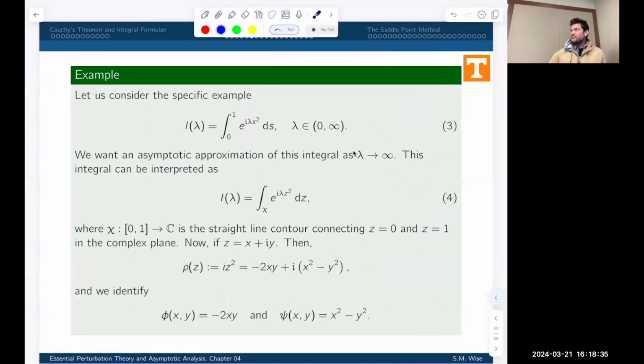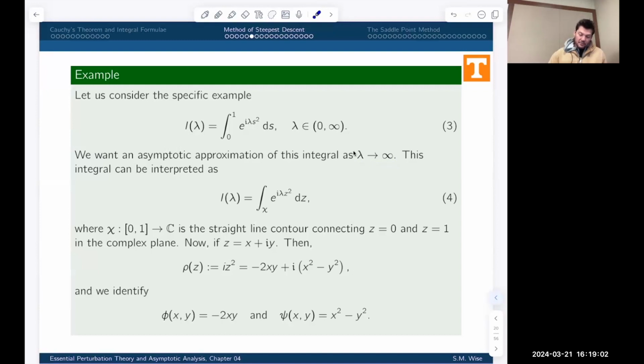All right, so here's the specific example that I want to do. I want to study the asymptotic expansion of this integral, integrating the parameter s from s equals 0 to 1, of e to the i lambda s squared. I want to study this as lambda gets large.